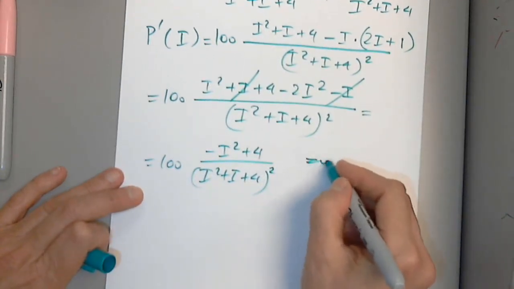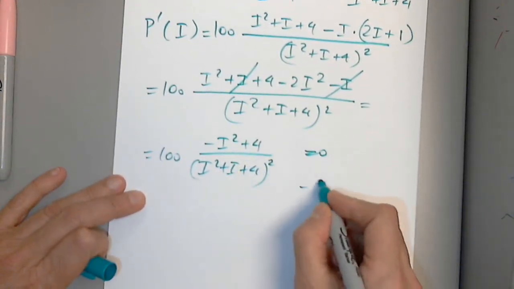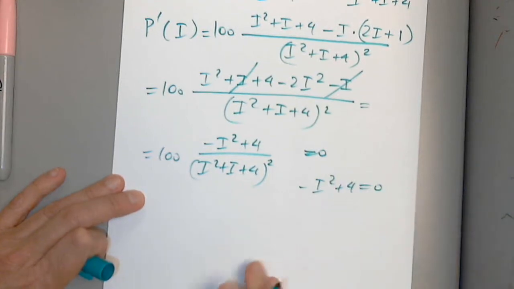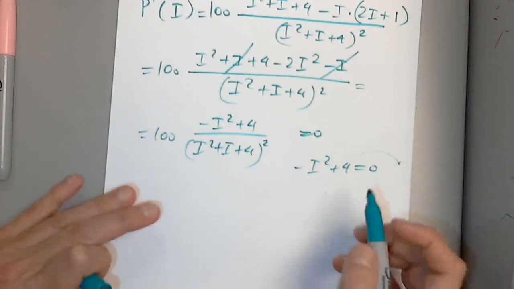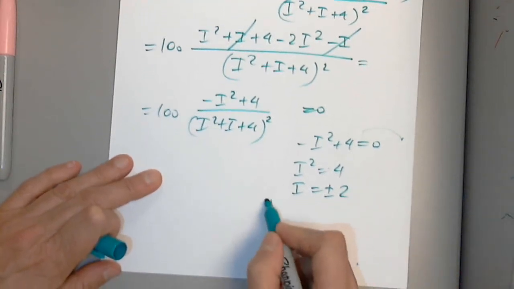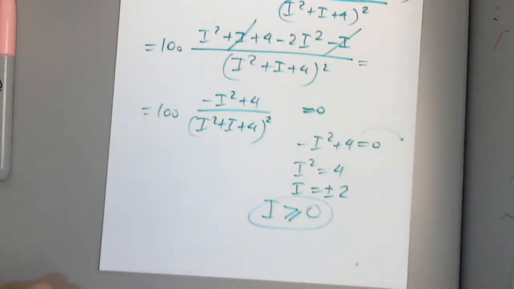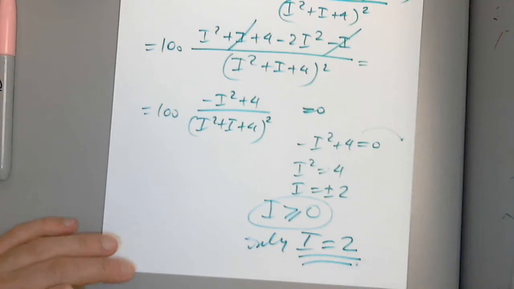And eventually I have to set it equal to 0. It's a fraction. It will be 0 only if the top is 0. Which means after I divide by -1, I get I squared equals 4, or I equals plus or minus 2. But I is given in the problem as being greater than or equal to 0. It's the light intensity. So I will say only I equals positive 2. And the measurement unit, thousands of foot candles.